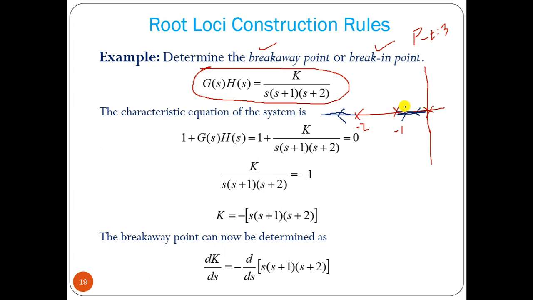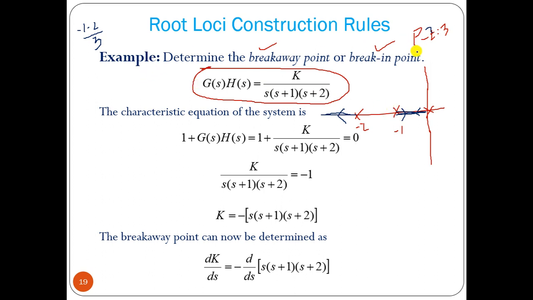On the right hand side we have one pole, so the real axis segment does not exist there. Here we have 3 poles, so it exists. P minus Z equal to 3, and the centroid value is what? (-1 -2 -3) divided by 3, so it will be -1. Yes, -1 is the centroid.